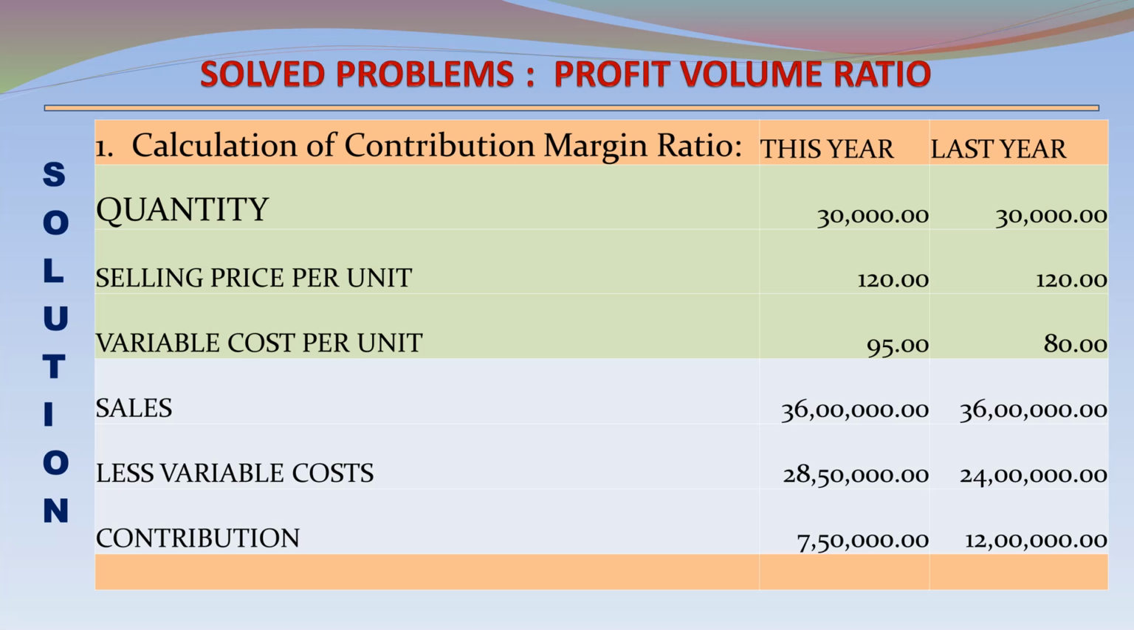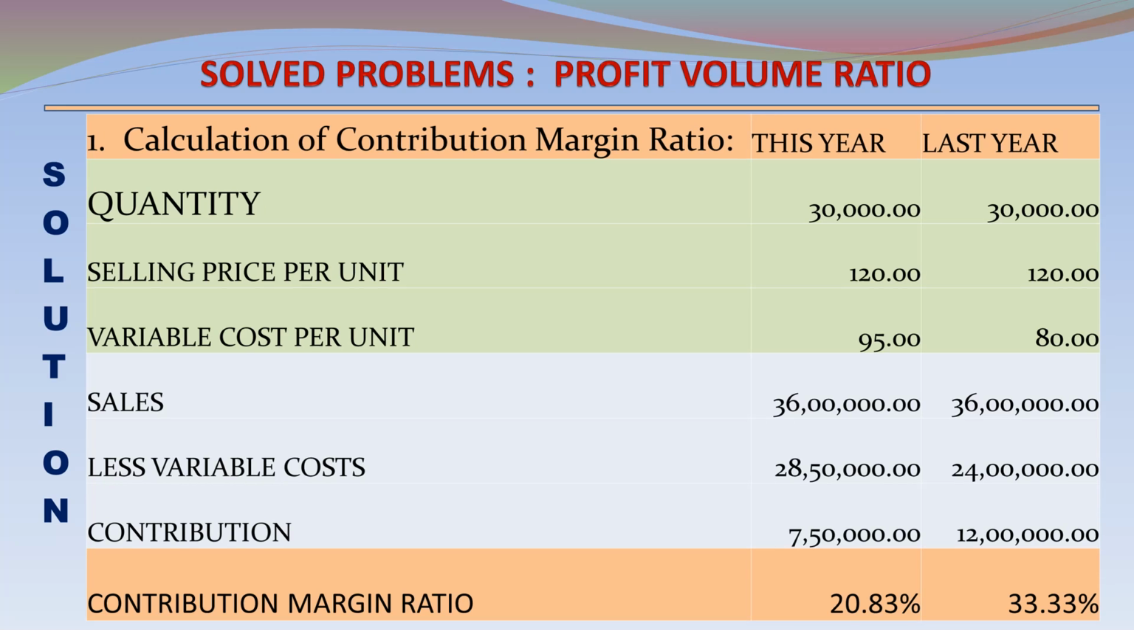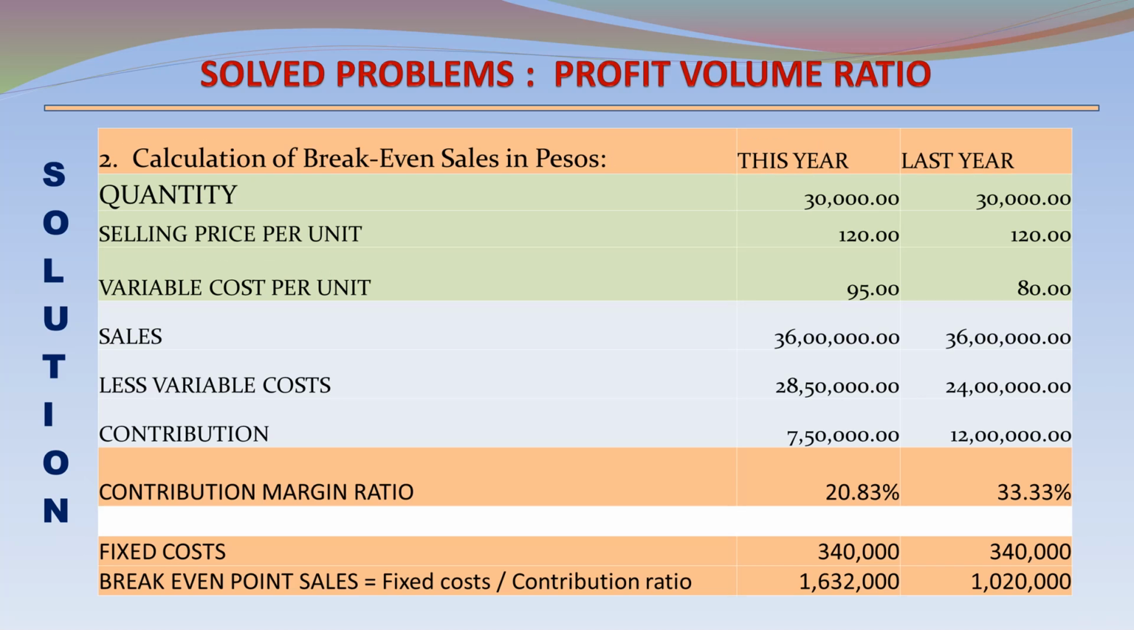Contribution, sales minus variable costs, 750,000 this year, 1,200,000 last year. Contribution margin ratio, contribution by sales into 100. This year 20.83%, last year 33.33%.